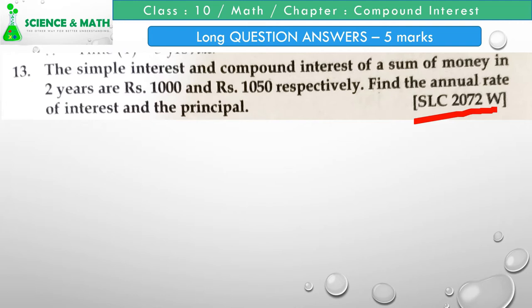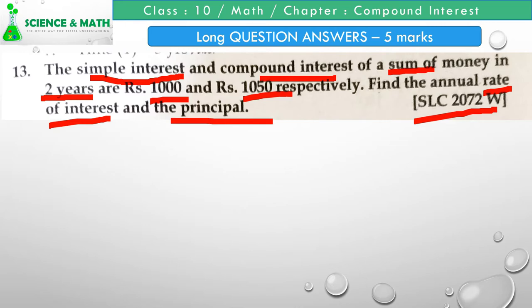Here in the question, simple interest is rupees 1000 and compound interest is rupees 1050 of a certain sum. And the time is 2 years for both simple interest and compound interest. We need to find out the rate of interest per annum and the sum or the principal.